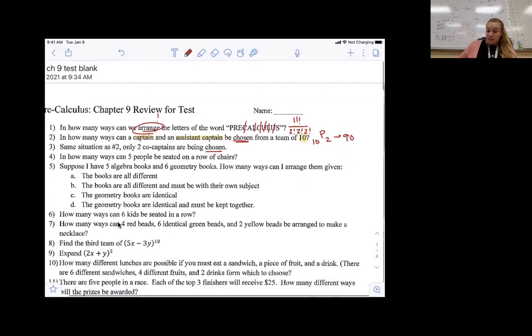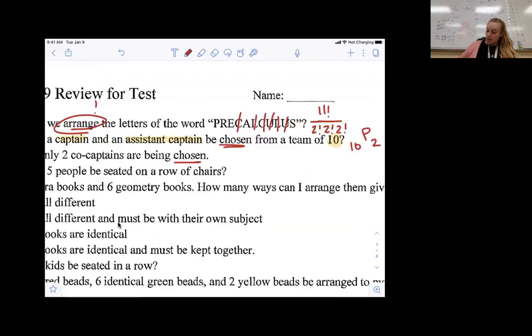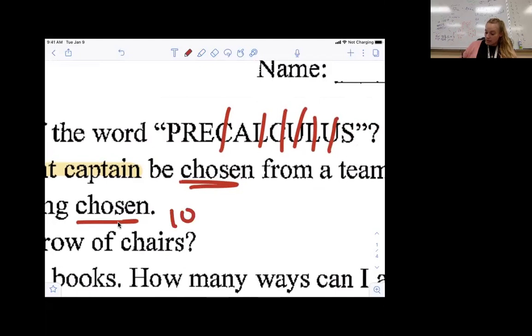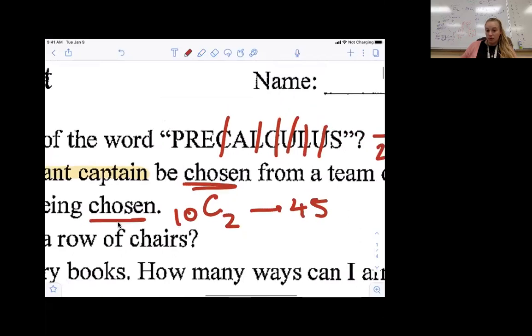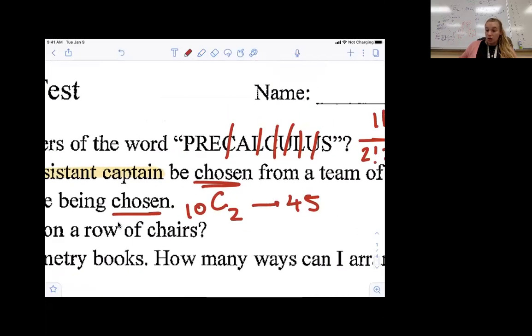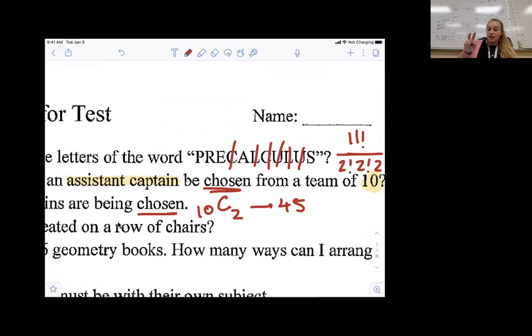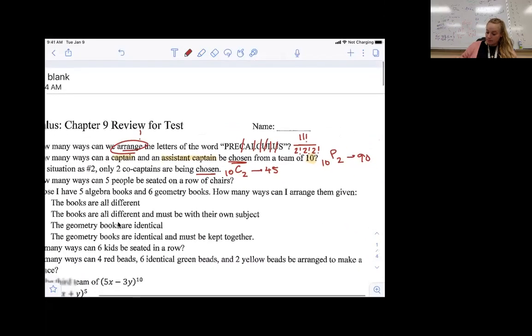Now, the next one is the same situation. You still have a team of 10, but this time we're taking 2 co-captains. If you're co-captain, your job is the same. It doesn't matter if I say you first or second, you're just a co-captain. So order doesn't matter here. So this time it's 10 choose 2. And again, if you want the actual number for that, that's 45. The number for C is always smaller than for P, because if order matters, I can say 1, then 2, or I can go 2, then 1. So that's why it kind of doubles that amount.